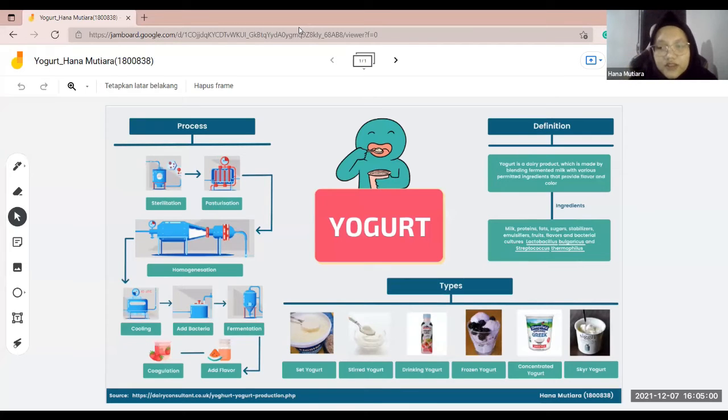So why does the emulsifier have to be added to the yogurt? It is to improve the creaminess. So it will improve the mouthfeel, as well as assist with fat dispersion and reduce microbial growth. And then for the percentage, the emulsifier is just less than 5% of the total ingredients. So that's the answer.